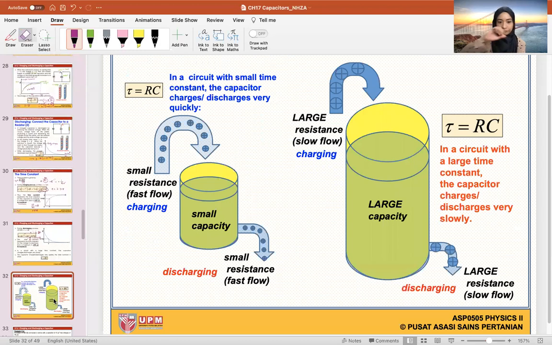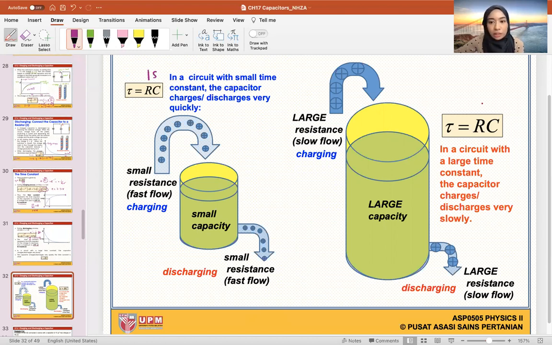So, in a circuit with a small time constant, where time constant equals RC, when it is small, let's say 1 second, the capacitor charges or discharges very quickly. So, how do I make sense of this?